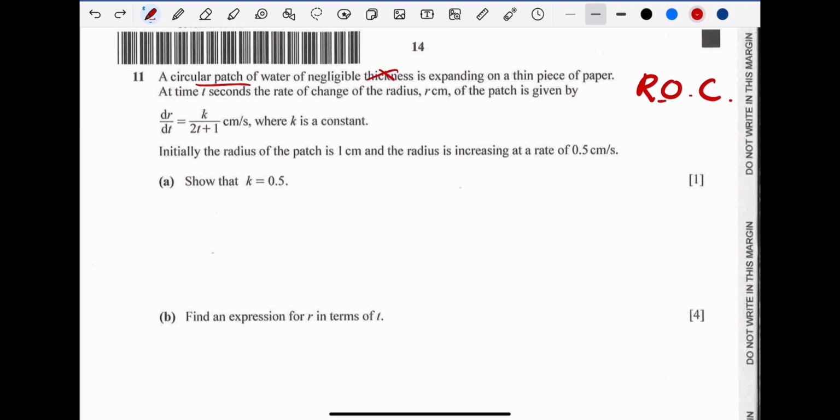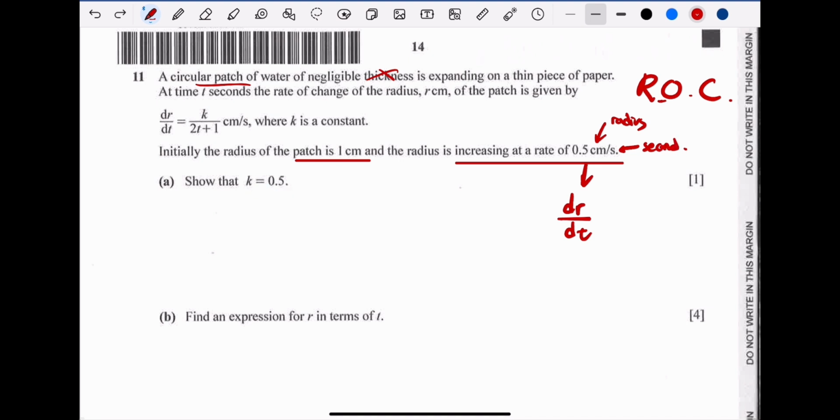Initially, the patch of the radius is 1 cm and is increasing at a rate of 0.5 cm per second. This is essentially your dr/dt, because if you see by the units, this is the cm of your radius for every second. Okay, show that k is equal to 0.5.